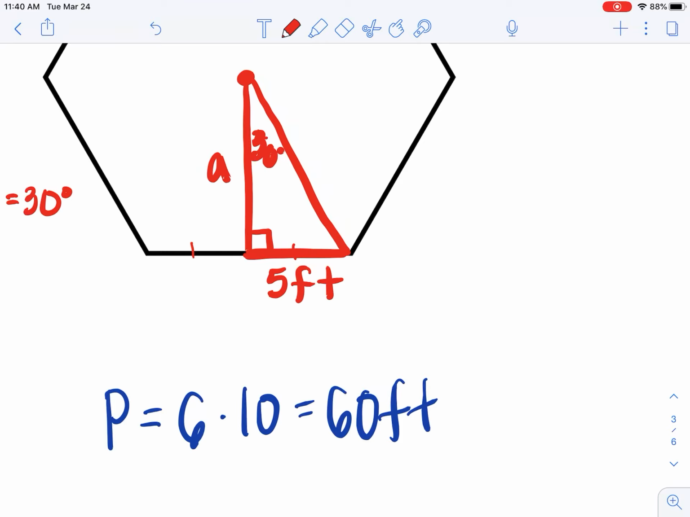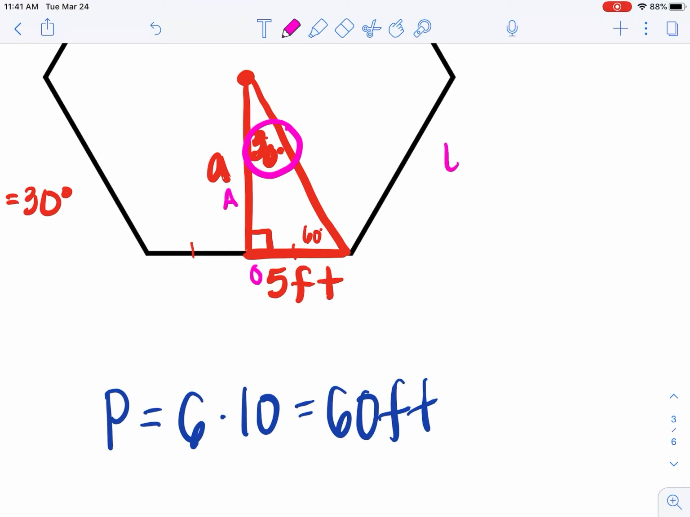Okay, so now I need to solve for A. Can't use Pythagorean theorem because I only have 2 sides, but I can use SOHCAHTOA, or I can use special right triangles because I know this is 60 degrees right here. I think most people will end up using SOHCAHTOA on this one. And if you're like, I'm using special right triangles, then I'll tell you what your answer is for that in just a moment.